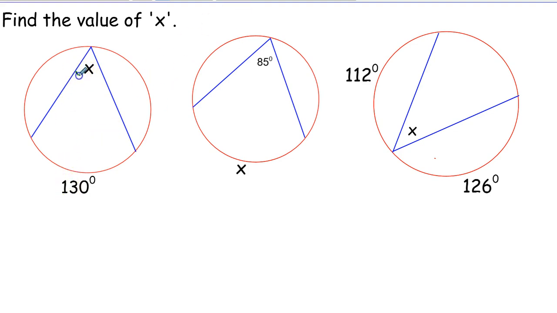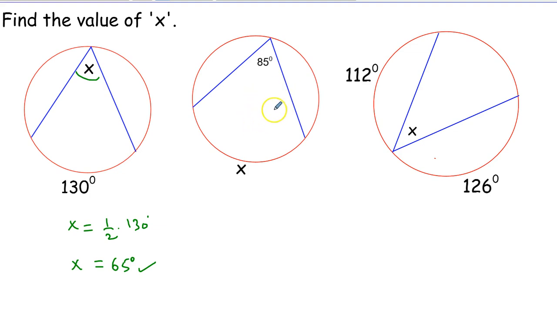This is x. The measure of that inscribed angle x is half of the intercepted arc, that is 130 degrees. So half of 130 is 65. x is equal to 65 degrees. That is my first answer.